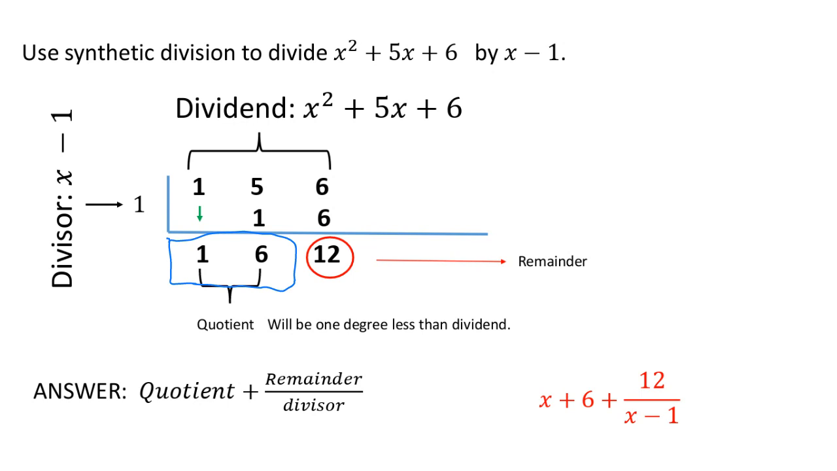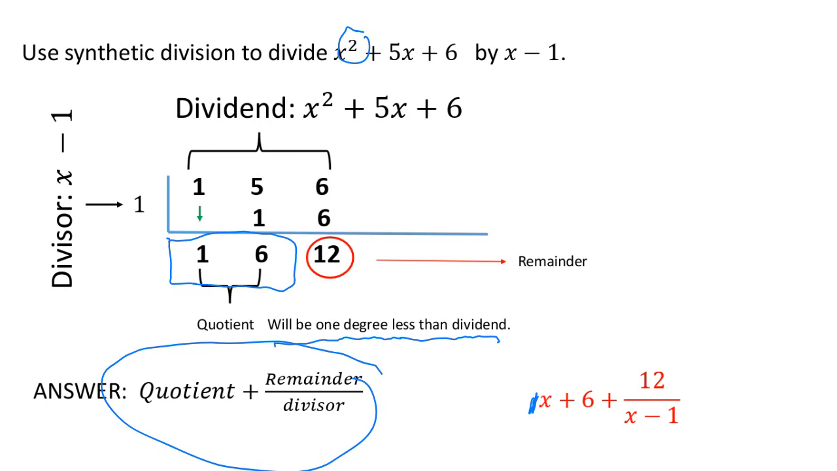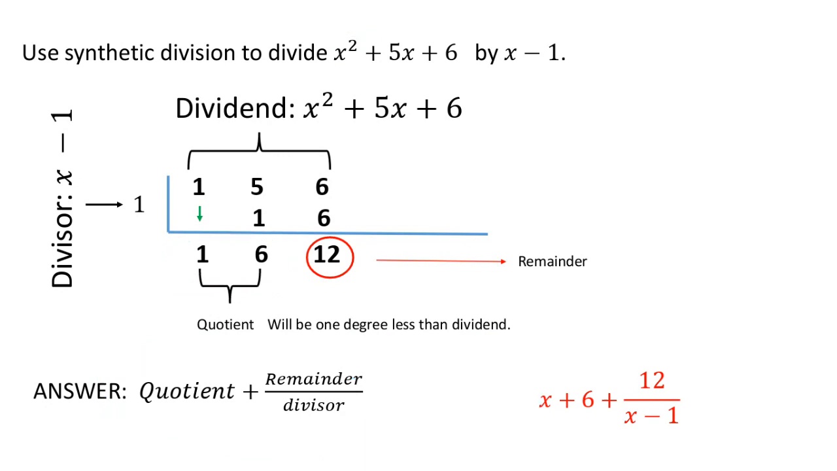When you write the quotient, remember to write it with 1 degree less than the dividend. The dividend here had a highest power of 2, so your quotient is going to be 1 degree less. Your answer should always be written as the quotient. So here, the 1 would be 1x. The 1 is really there, but we don't write it, though you could. So we have 1x plus 6. That's our quotient. And then the remainder was 12 divided by the divisor. That is the process.